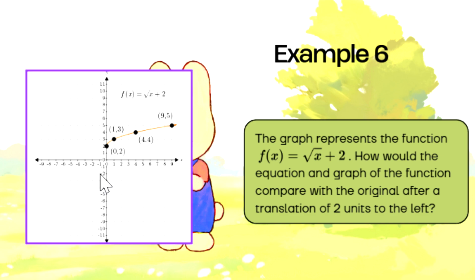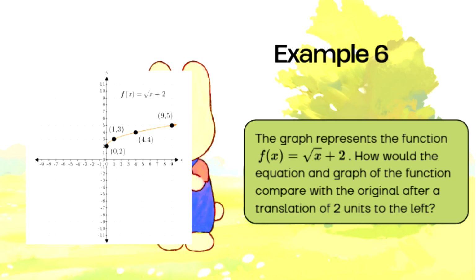So basically, what's going to happen is if we're moving it 2 units to the left, this point is going to be right over here. So for all of these x coordinates, you're going to subtract 2. This would be negative 2, and the y coordinate will stay the same, so this is positive 2. This would be (-1, 3). This would be (2, 4). This would be (7, 5). And everything else is going to stay the same. It's the same slope. Everything else is the same.